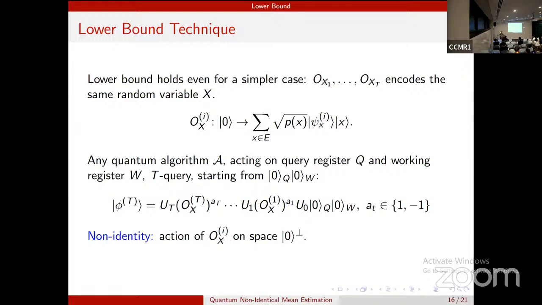I'm slightly confused about your notation. You use X0, X1 as the subscript, but now in the equation you use superscript bracket I. Are they the same? Yeah. Okay, I know what you mean. So here I use OX1 to OXT, which means they encode different random variables X1 to XT. But in this setting, we will prove that the lower bound holds even if they encode the same random variable. Oh, so later you just change the garbage state to a different state, but the distribution is the same. Yes. Okay.